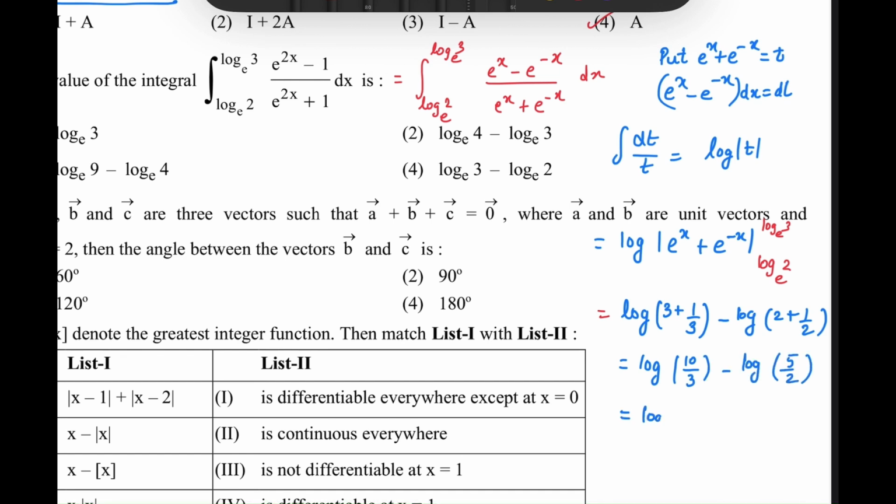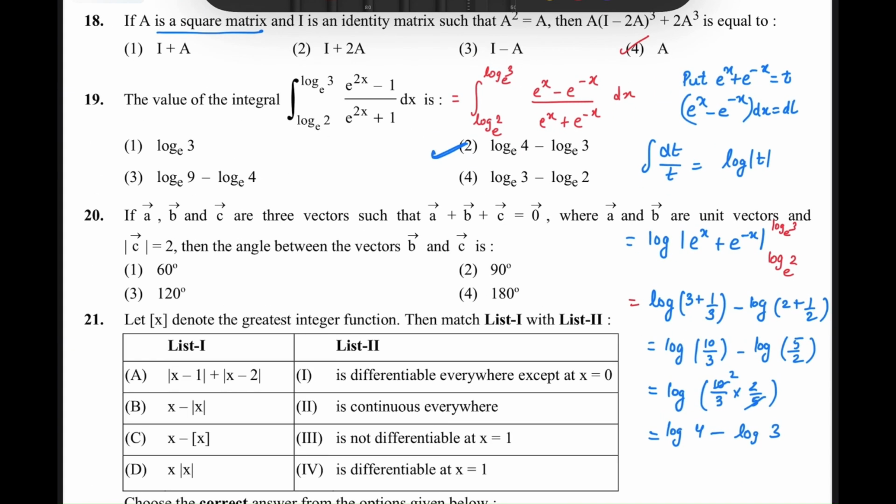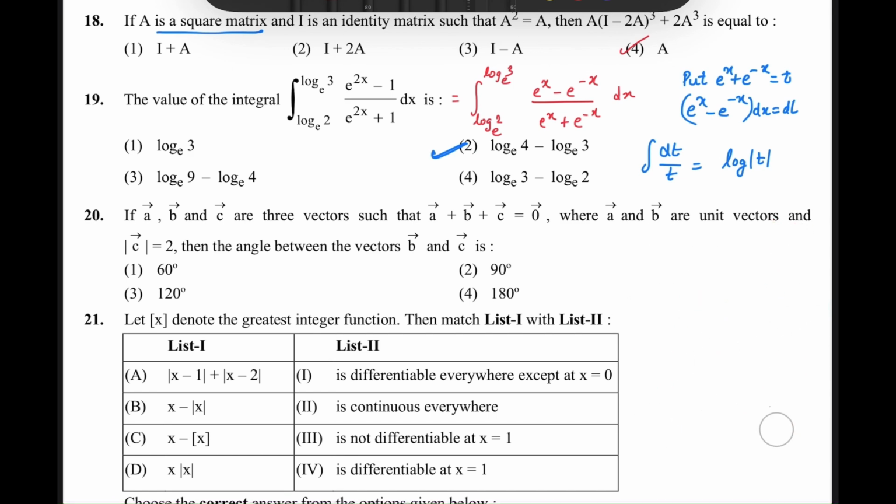So log a minus log b gives you log a upon b. So 10 by 3 into 2 by 5 cancels out, so you get 4 by 3. So you have log 4 minus log 3, which is correct option number 2, right? So option 2 is the correct answer for this question. So basic integration problem, and we are done with it.